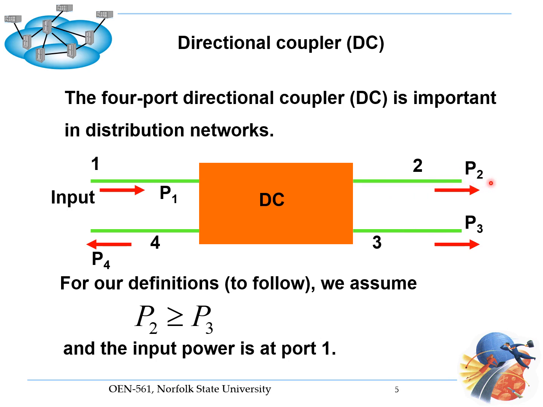But in this case, let's say if we send light to port 2, then port 2 will become port 1, port 1 will become port 2, port 4 will become port 3, and port 3 will become port 4. And normally the splitting ratios and all the losses will remain the same as for the reverse situation.